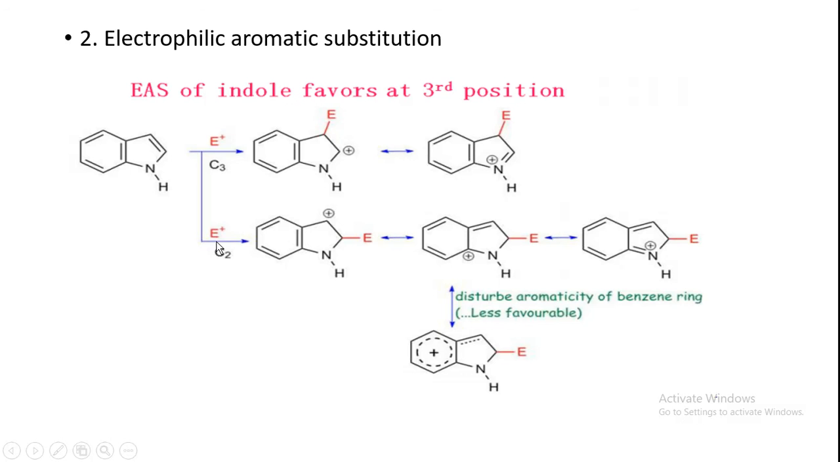But if attack occurs at the second position, the positive charge generated will affect the benzene ring, disturbing the aromaticity of the benzene ring, which is less stable and less favorable. As I already mentioned, if the aromaticity of the benzene ring is disturbed, it will be less favorable for the reaction. So mainly the reaction occurs at the third position.